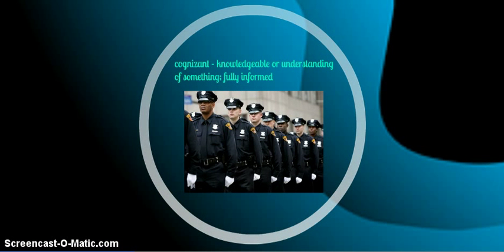Our next word is cognizant. Again, we only have that main root in there. It is an adjective. Knowledgeable or understanding of something, fully informed. The police officer was cognizant of his responsibility to the community that he served. So there are police officers. He was aware, he was very informed about what duties he had and what he needed to do to keep his community safe, right?